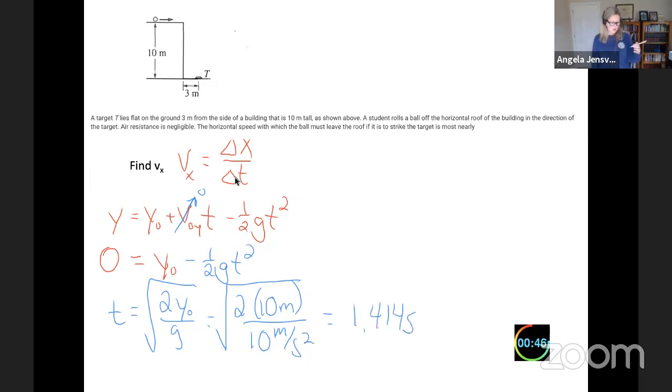Okay, so now we use the y motion to get the time. Now let's take the time and plug it back into the x to get the launch speed. So it'd be 3 meters divided by 1.414 seconds, and you should get 2.12 meters per second.